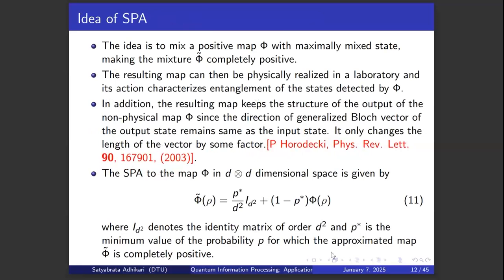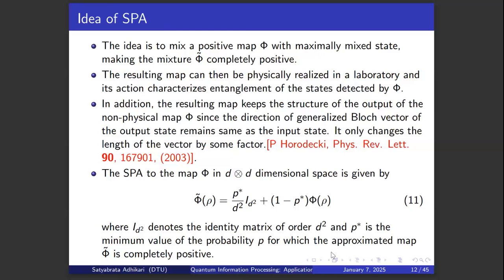So what is the idea behind it? The idea is that, let us consider a positive map phi. Our task is to make this positive map phi a completely positive map. That means we have to transform the map phi to a completely positive map. To do this, we have to make a mixture. We can make a mixture of the given positive map and a maximally mixed state with some proportion.